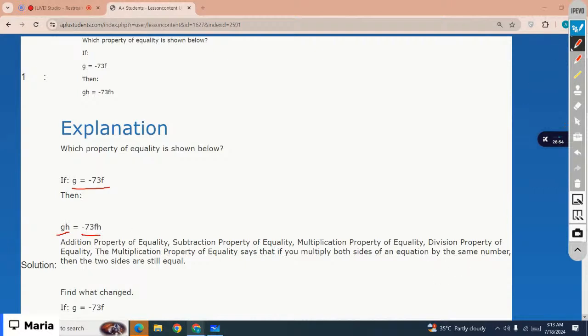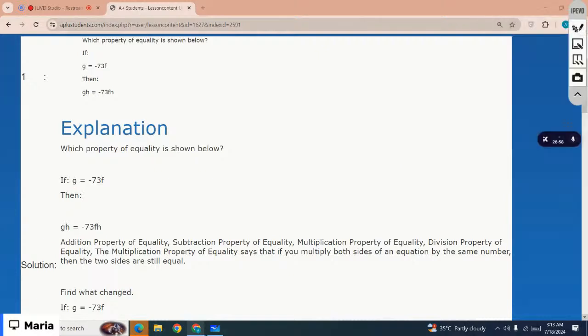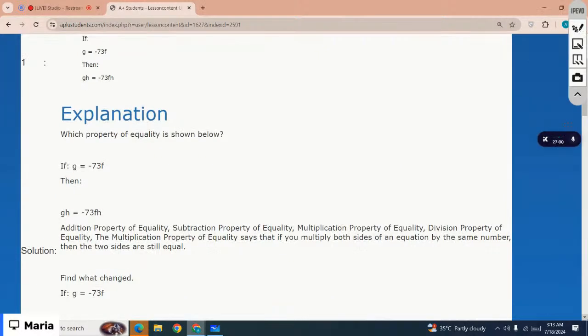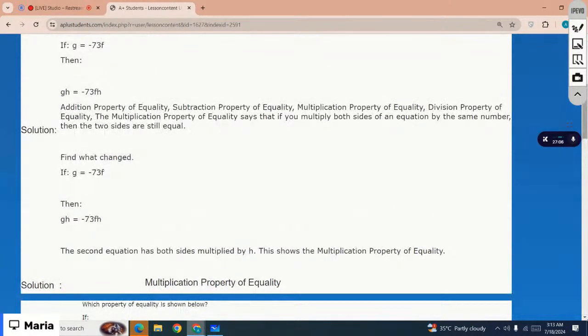That is known as the multiplication property of equality, because you multiplied with the same number on both sides, right? The multiplication property of equality says that if you multiply both sides of an equation by the same number, then the two sides are still equal. So you multiplied H on both sides, so both sides are still equal. That is known as multiplication property of equality.